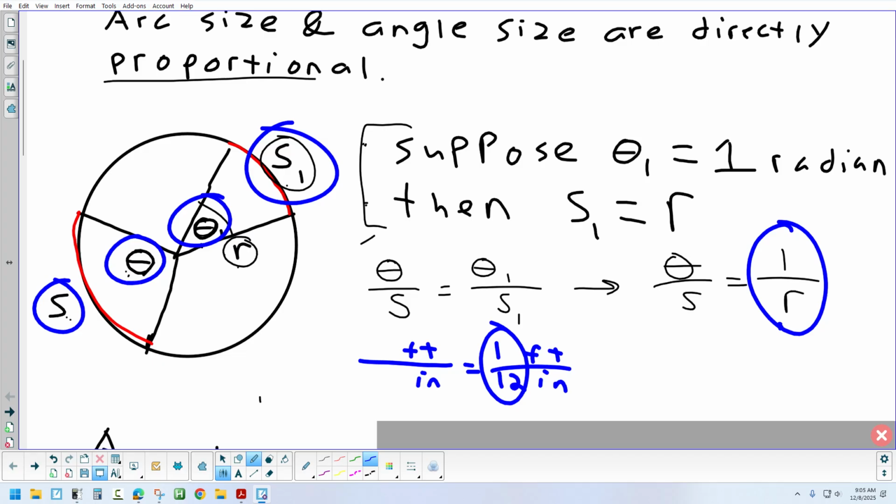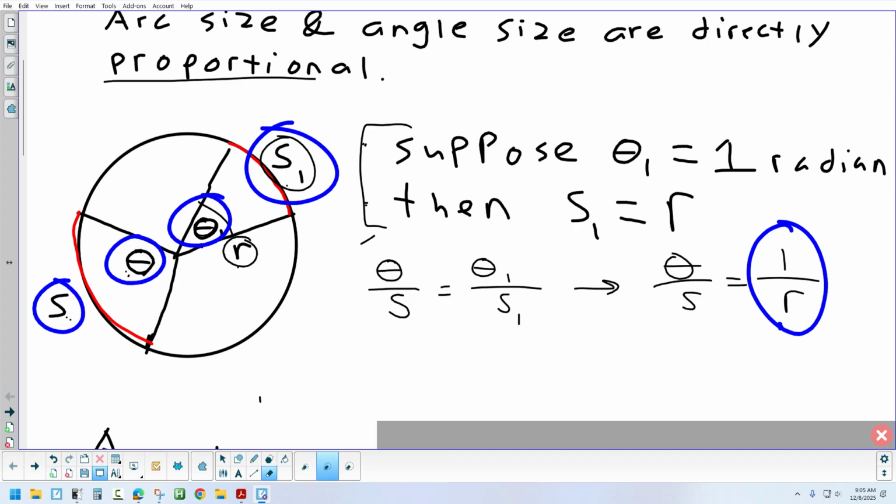Now we need to solve this proportion, and the goal is to get S by itself. And then that'll give us a formula for the length of any arc in a circle. How do you solve a proportion? I don't fully know how to explain it, but you have to multiply the numerator of one side with the denominator of the other side. Okay, yep. And there's a name for that. Does anybody remember the name? Is it cross multiply? Yep, you're going to cross multiply.